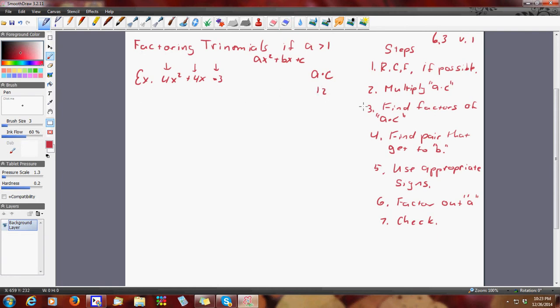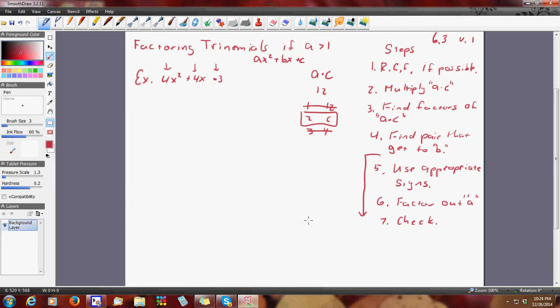I just don't. And so what I'm going to do is multiply A times C, and then I'm going to find the factors of A times C, which are 1 and 12, 2 and 6, and 3 and 4. And I just realized I forgot a step in my list, but that's fine. I'll sub it in. It says find the pair that gets to B. Well, B is 4, so it's not going to be that one. It's not going to be that one. It's going to be 2 and 6.